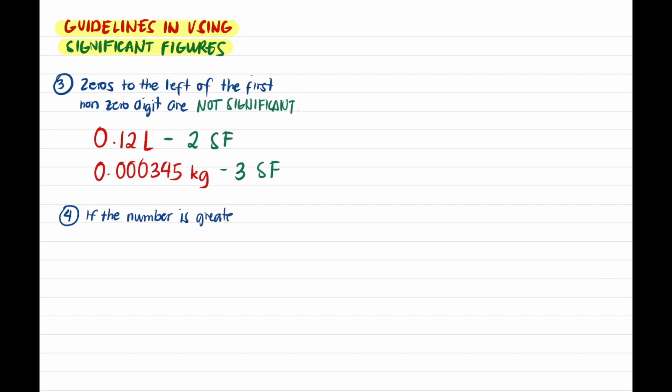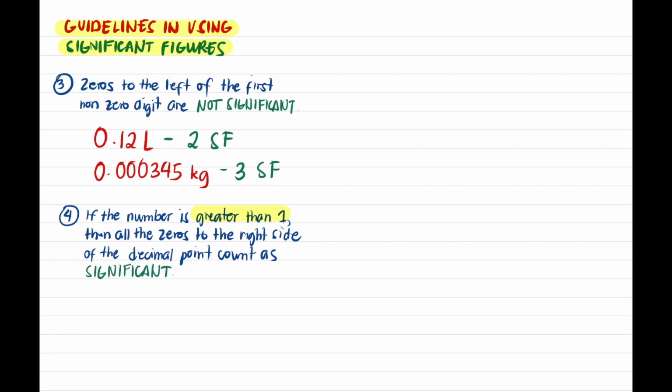Number 4. If the number is greater than 1, then all the zeros to the right side of the decimal point count as significant figures. Example, we have 1.2030 grams. This number is obviously greater than 1. So ito ay mayroong 5 significant figures dahil isasama natin ang dalawang zeros which can be found at the right side of the decimal point.